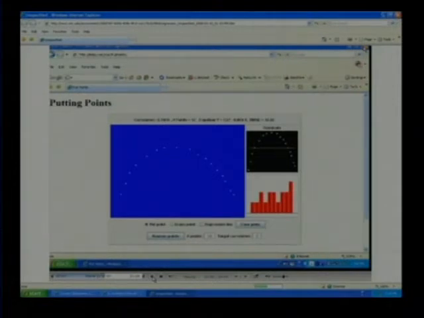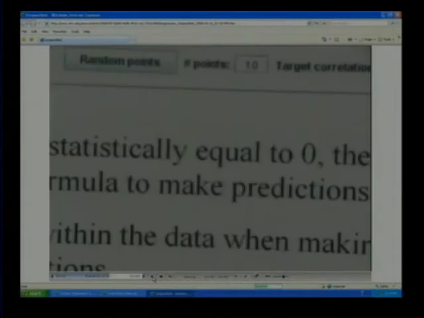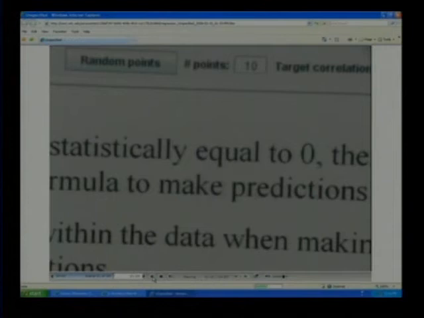Okay. So let me go back over here to the document camera. Hopefully that's where we are.